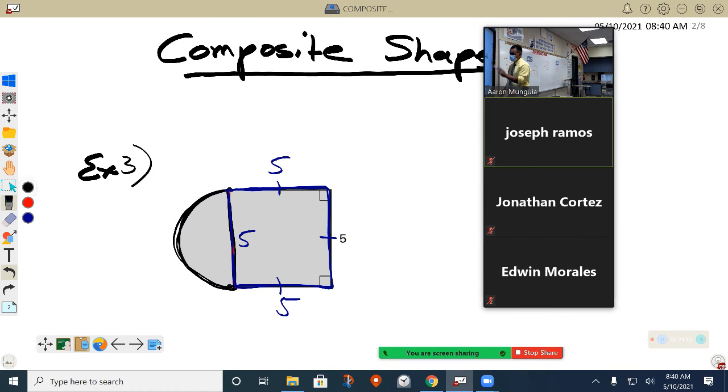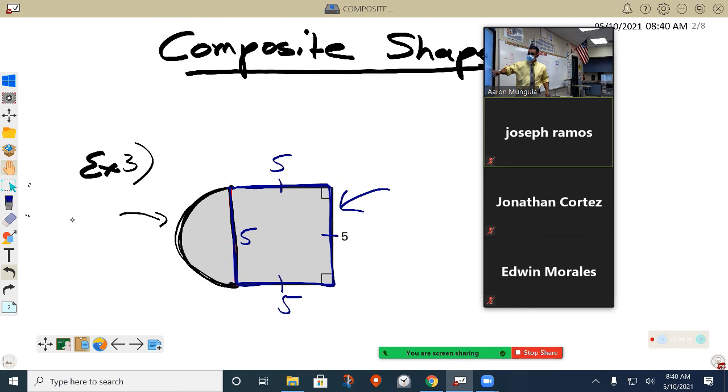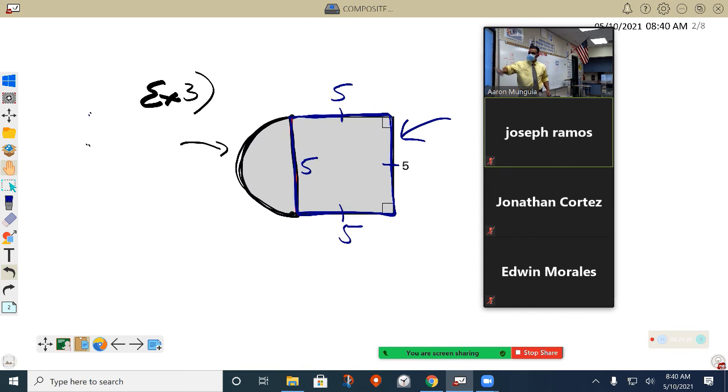So, the game plan. Let's find the area of the circle first in black, and then we'll find the area of the square in blue. Add them up and we're in business. We're in big business. Area of a circle.